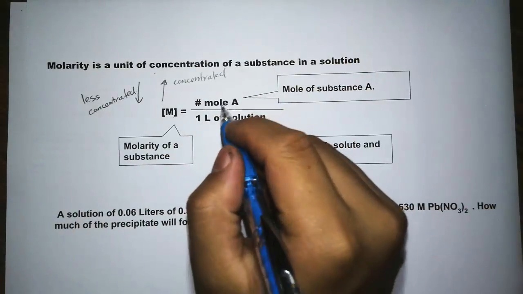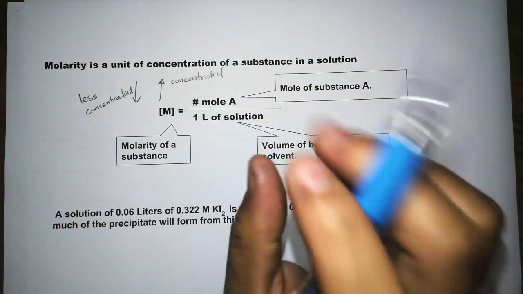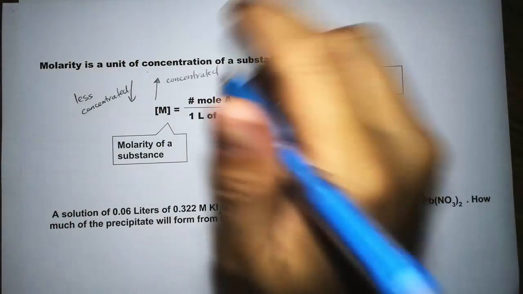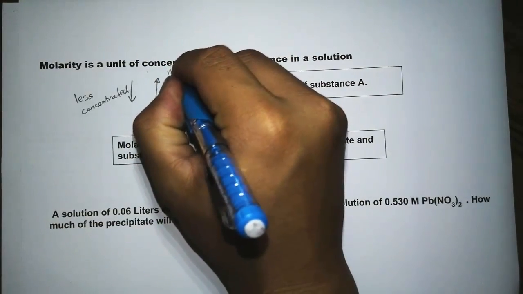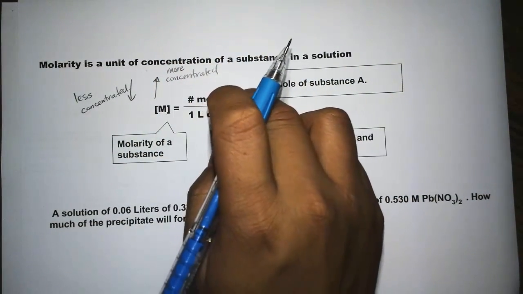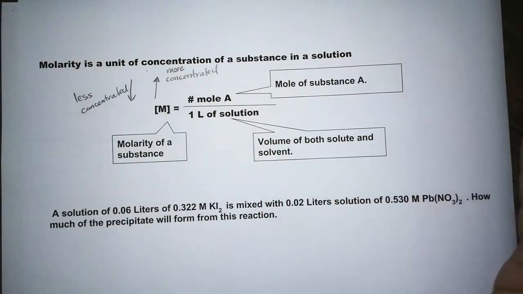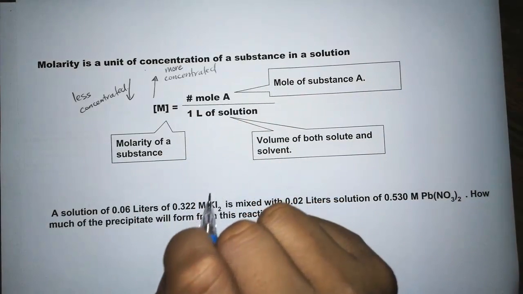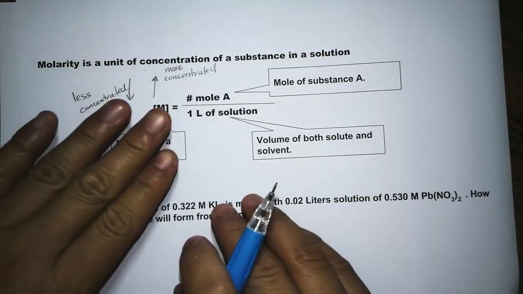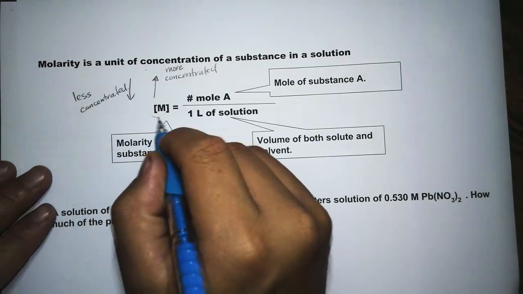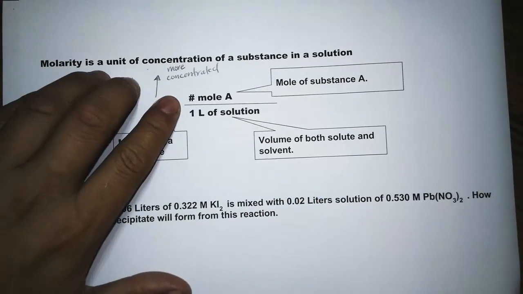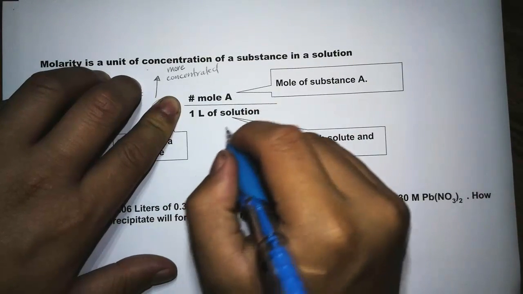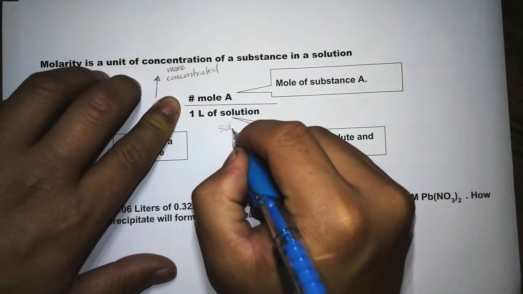So, a smaller molarity is less concentrated. That means you have fewer moles of that substance or less mass of that substance. When you have a very large molarity, it is more concentrated. That means you have more moles of that substance, or in other words, in terms of mass, you have more of that substance, but in a very small volume. In this lesson, we are going to look at molarity not just as M, but more specifically as the number of moles of A over 1 liter of solution. And sometimes we abbreviate solution as SOLN.